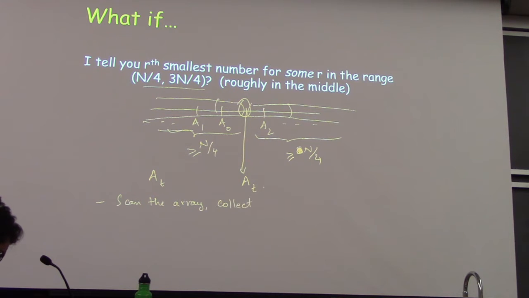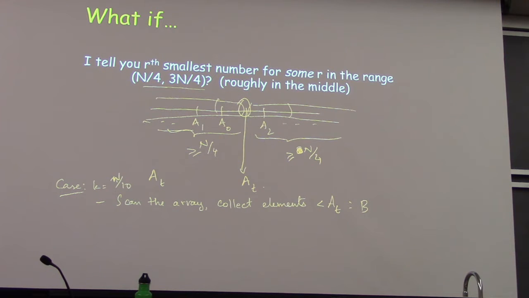Collect elements less than 80. And this is in the case when k is n by 10. So I'm just simplifying this. You can do this in general for any k. So scan this array, collect elements that are less than 80, and let's call this array B. And what do we know about the size of B? K.